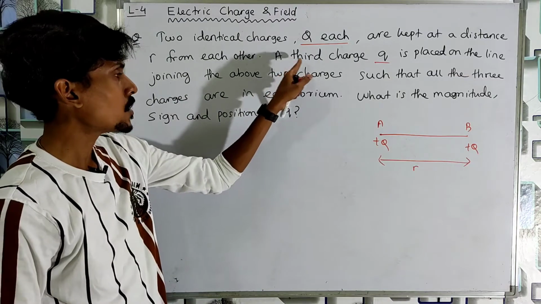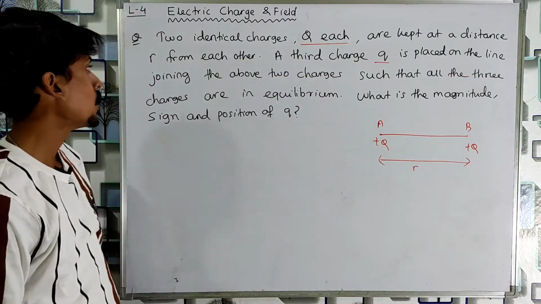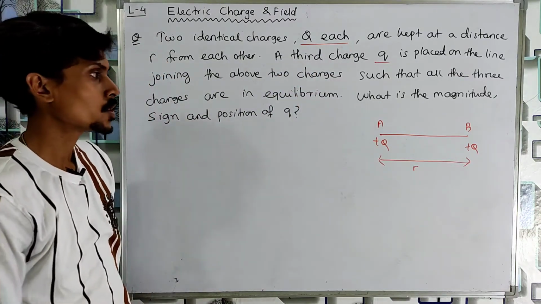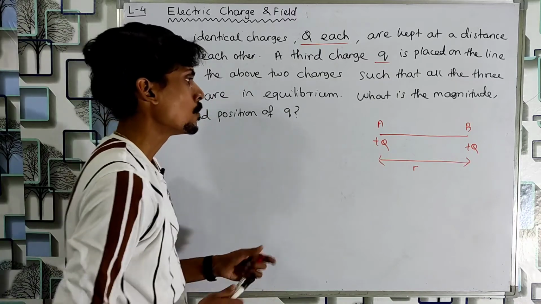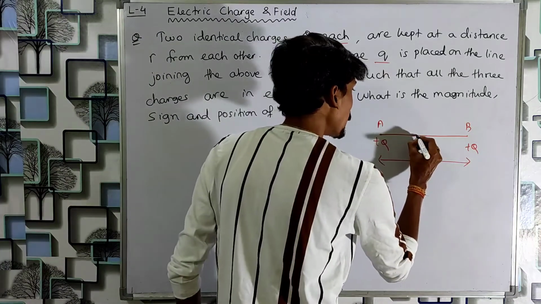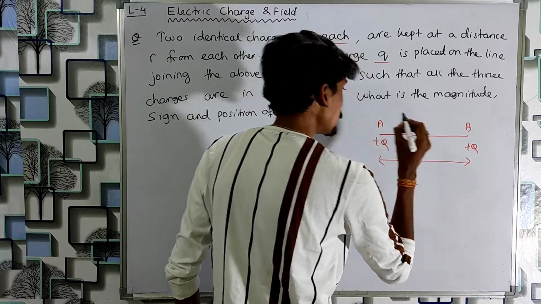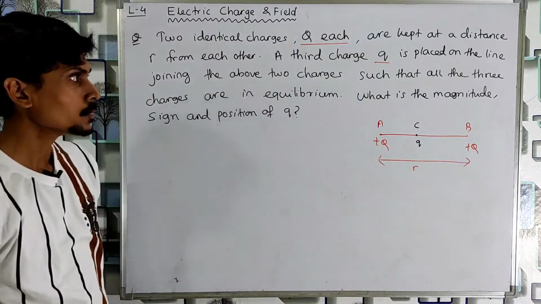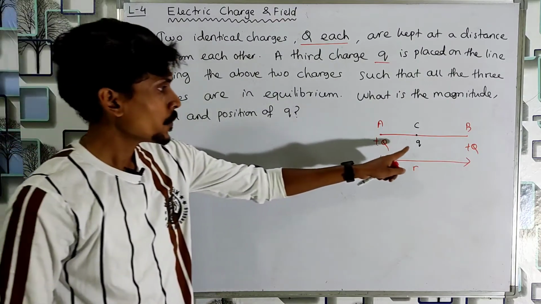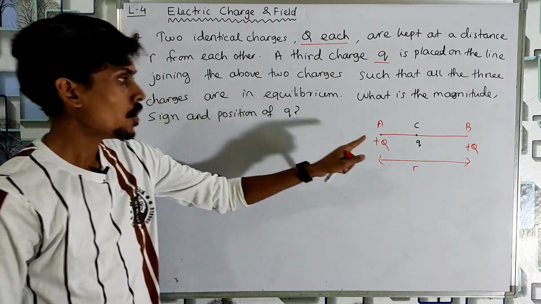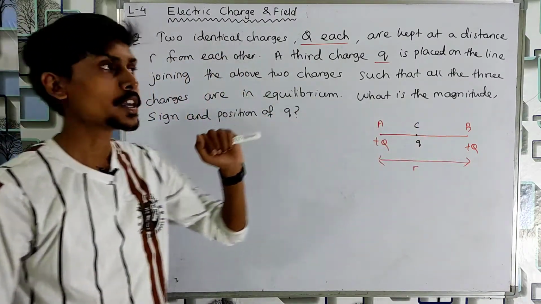So we bring a third charge small q and place it on the line joining the above two charges. Suppose I place the third charge at point A. Okay, suppose at point C I place the third charge q, and after placing the third charge q, all the charges are in equilibrium.